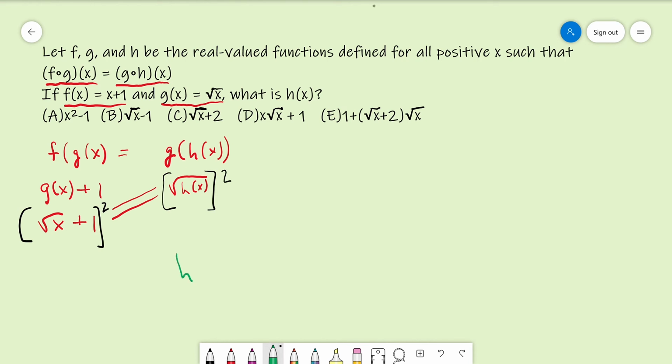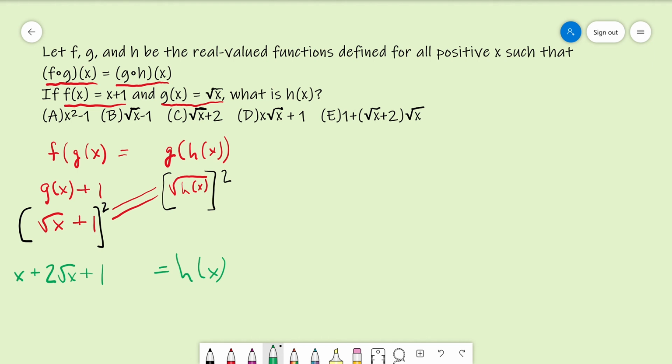Okay, so now we know that h of x is equal to, well, square root of x plus 1 squared, that's going to be the square root of x squared, which is just x, plus 2 times square root of x plus 1.